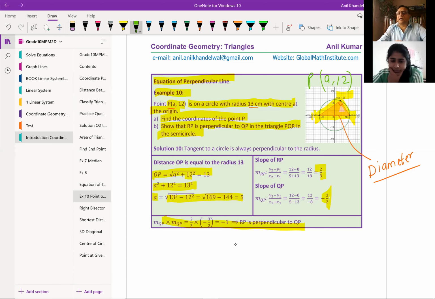Correct. So you know the y coordinate, you don't know the x coordinate. So we use the y coordinate here, and then said radius is 13. Radius is 13, right? And then we found it. Correct?